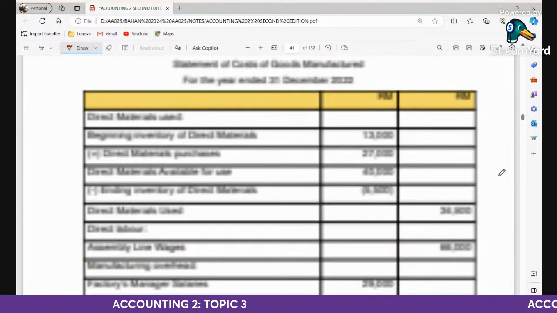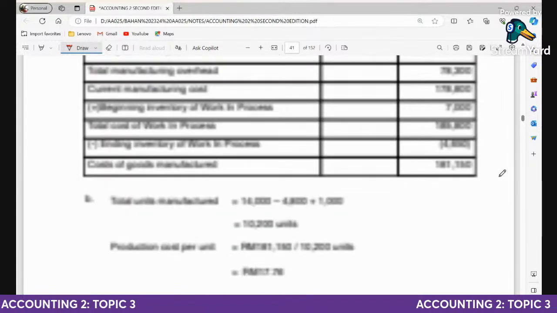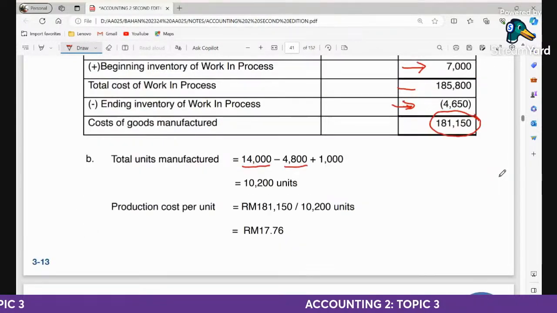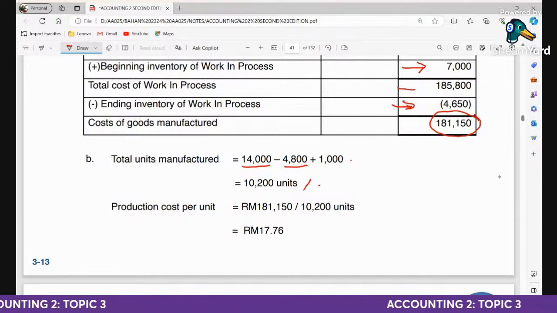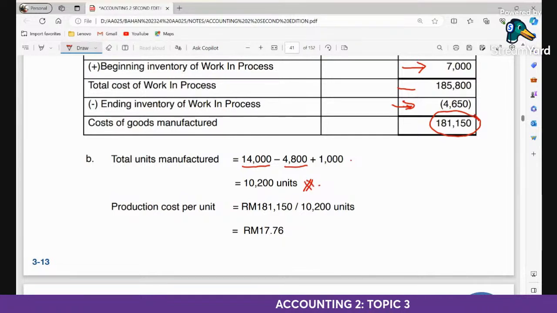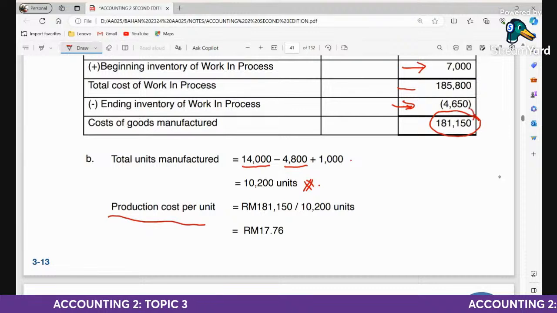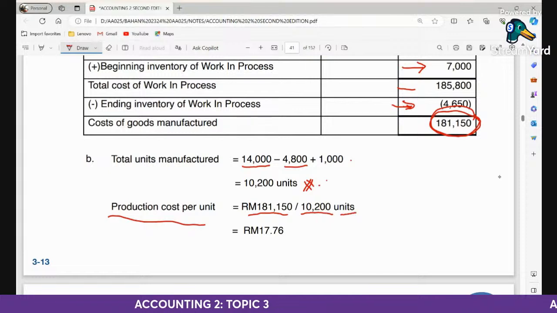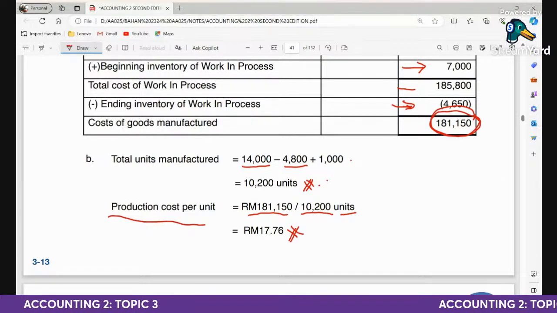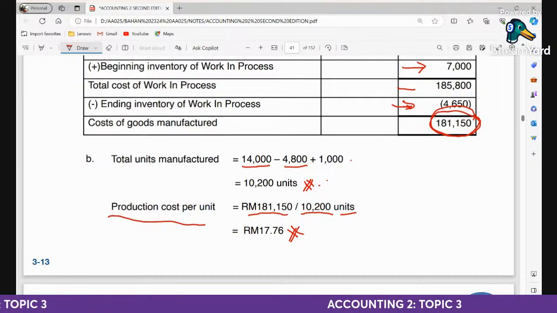So for your production cost per unit, your total units manufactured is 14,000 minus 4,800 plus 1,000. We will get 10,200 units. Okay? So how much is your production cost per unit? The one that you calculated earlier, which is 181,150, we divide by 10,200 units. This one. We will get 17 ringgit.